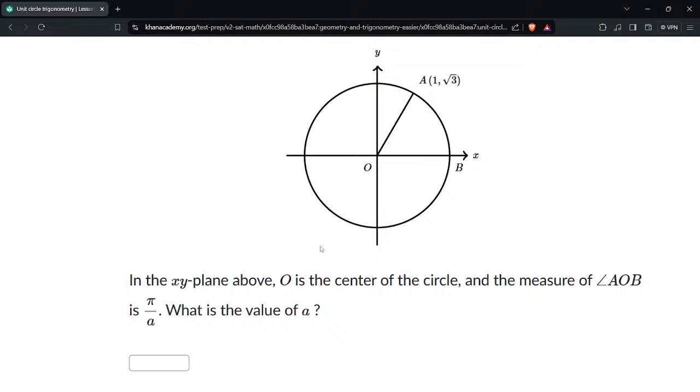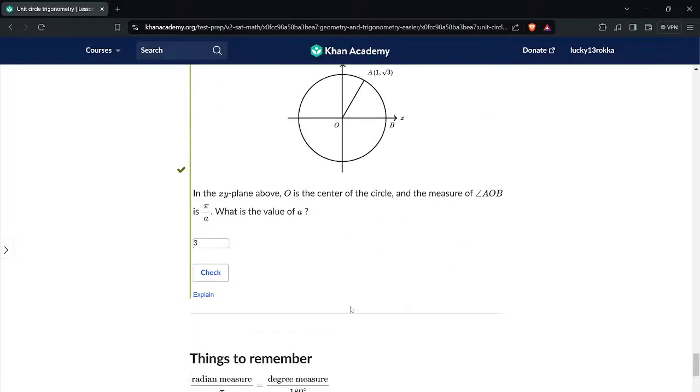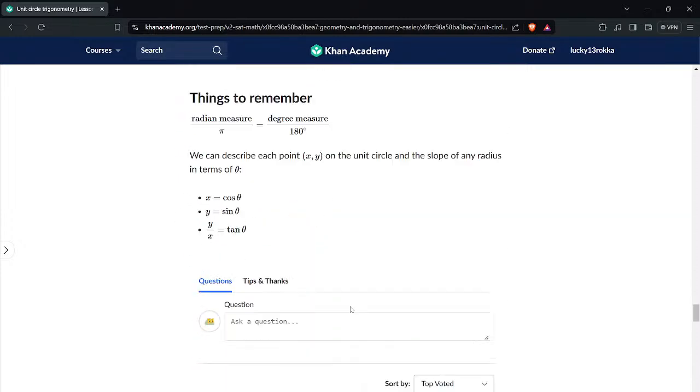So it's one, it's root 3. So it's angle AOB. So tan of that is equal to root 3 by 1. If tan is root 3, in radians it would be 1 by 3 pi. So it's 1 by 3. That's the right answer. Right. Okay.